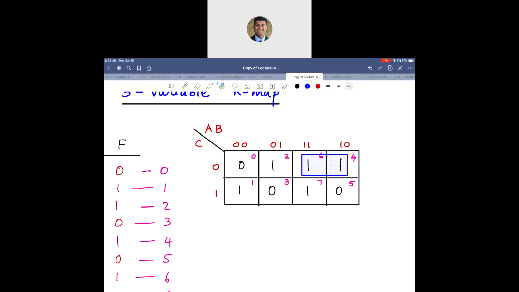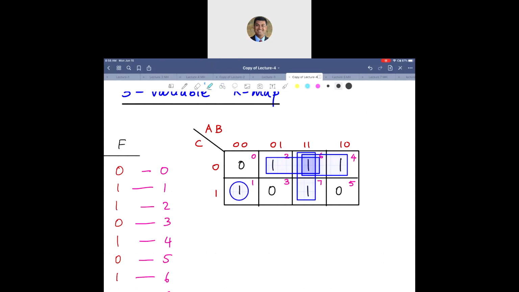How about for this guy? Cell number 7. Cell number 7 can only be combined with cell number 6. How about cell number 2? Cell number 2 can only be combined with cell number 6. How about cell number 1? Cell number 1 is alone. It doesn't have any friend. I cannot combine it with anything.